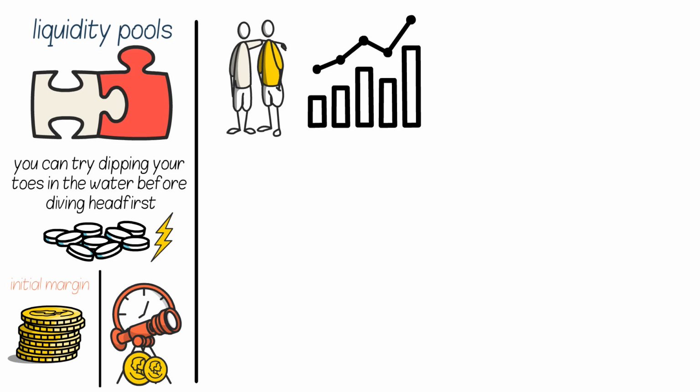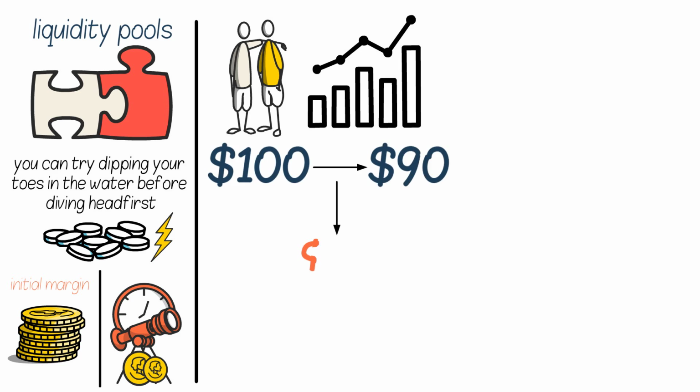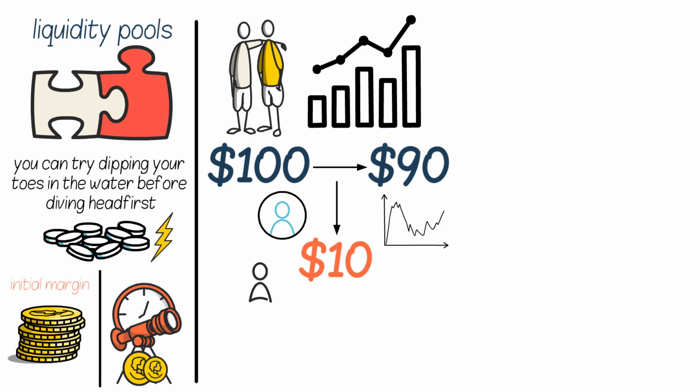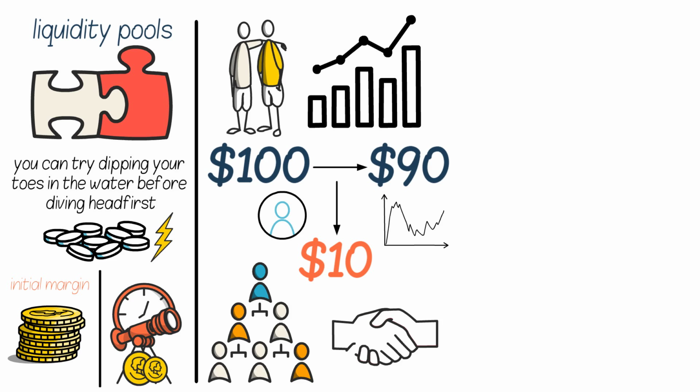Basically, it would be like if you had to put up $100 to get in the pool, but you could only take out $90. The other $10 would be there to give liquidity providers a buffer in case the market moves against them. This rule is in place to protect liquidity providers and keep the pool full, so that traders can continue to get their orders executed.